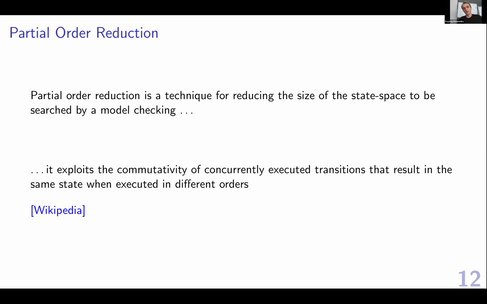And then partial order reduction is a special technique. It's an optimization technique for model checking of concurrent programs specifically, which aims to reduce the state space to be explored by the model checker.